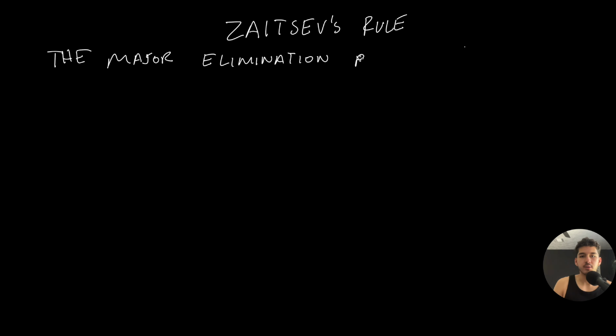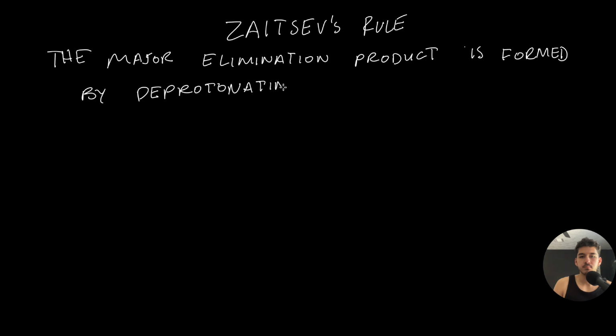Today we are going to go over Zaitsev's rule, and it states that the major elimination product is formed by deprotonating the carbon attached to the fewest hydrogen atoms.